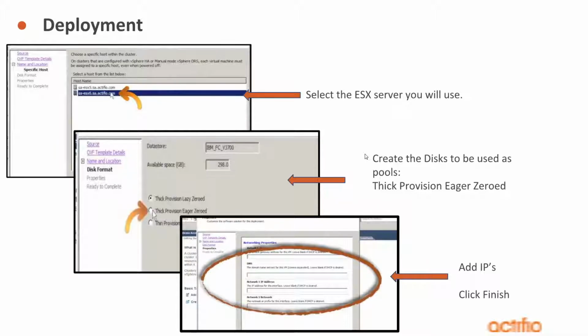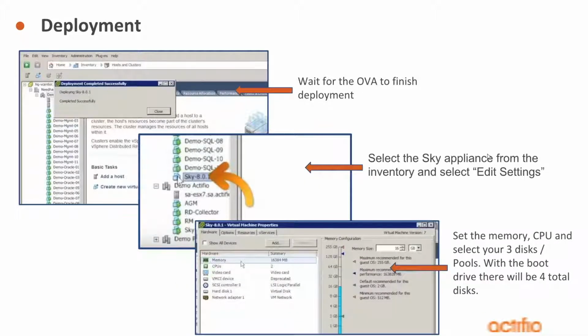After this, we're going to add IPs. Now, we're still on the ESX server, still in vSphere. So we're going to add our IPs here, which will be auto-populated in the installer later. Now, it'll take a minute for the OVA to finish deployment. Depends on your system, generally 2, 3, 4, 5 minutes. Once it's done, you will see Sky show up in your inventory on that left-hand pane. You can see it right here at the end of the arrow.